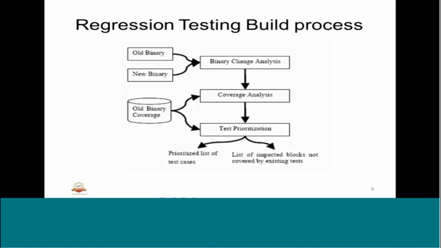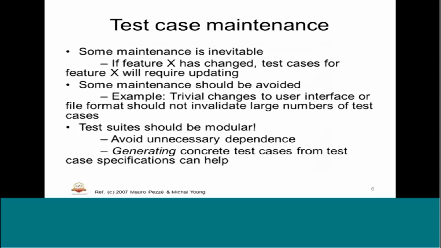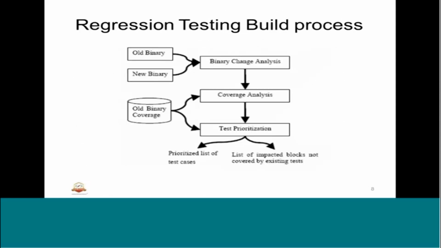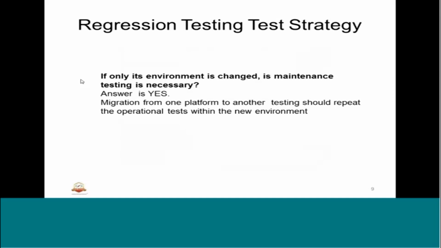Okay. So having understood all this about regression testing, test case maintenance, and selection and prioritization of regression testing, one question is: if only the environment is changed, we know that the environment could have been changed for the new thing. Is maintenance testing necessary?